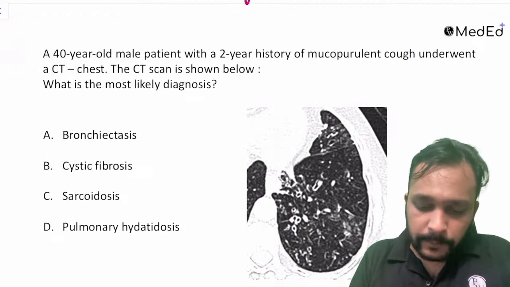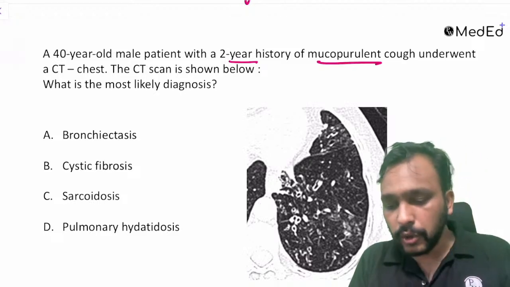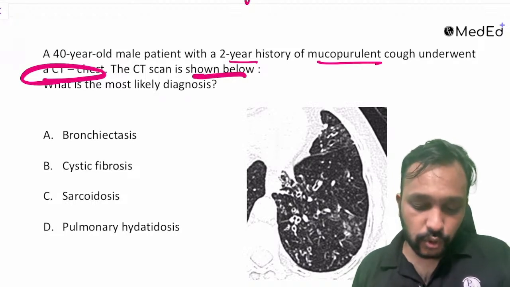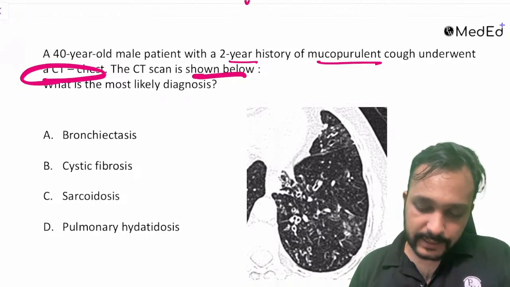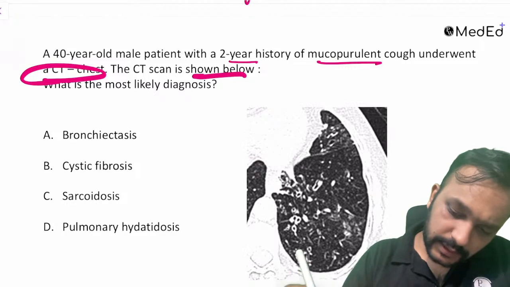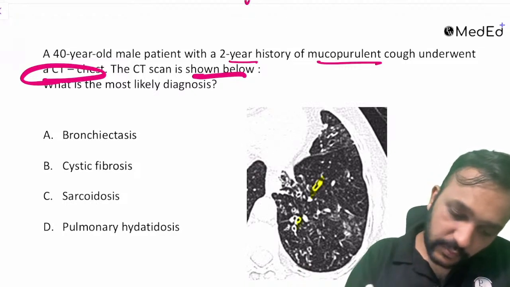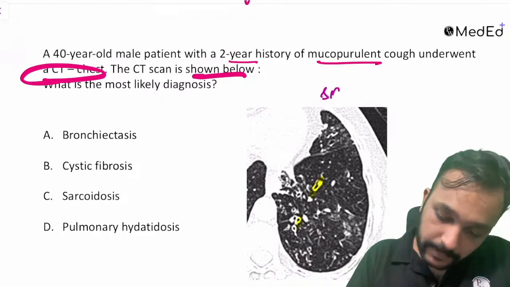A 40-year-old male patient with a history of mucopurulent cough underwent a CT chest. CT scan is shown below. What is the most likely diagnosis? Right, the most likely diagnosis in this case, what we can see, we are getting a signet ring appearance.